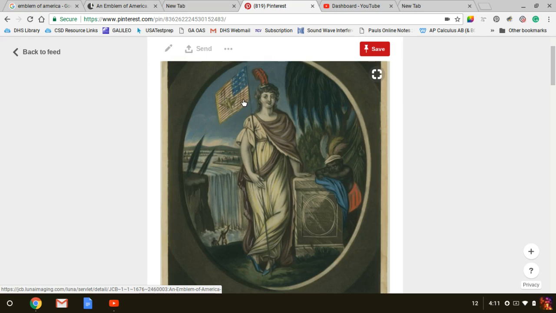A 1 and a 4. Maybe it represents July 4th of their independence. I'm not sure. I don't know. I can't read it very well. That's why I said I would love to look at this artwork up closer and get a better view.